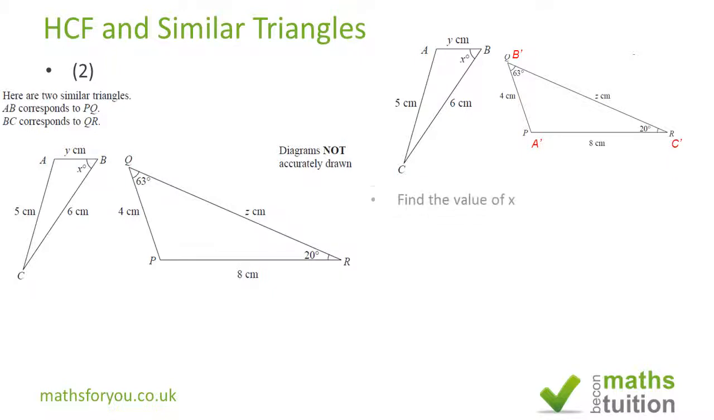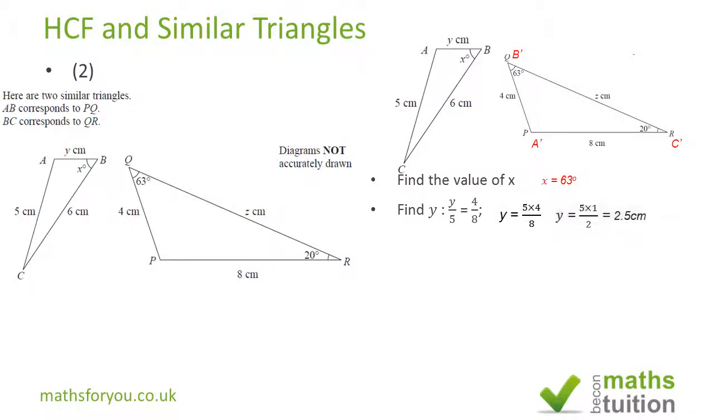So it says find X. Now, it makes life so much easier because we know X is at the point B, so that corresponds to the point B prime there. So X is 63 degrees. Okay, now we're supposed to find Y. Using ratios, we do AB, which is now A prime B prime, divided by AC, which is now A prime C prime. Y over 5 will be 4 over 8, which is A prime B prime divided by A prime C prime. And that gives us a Y value of 2.5 centimeters.